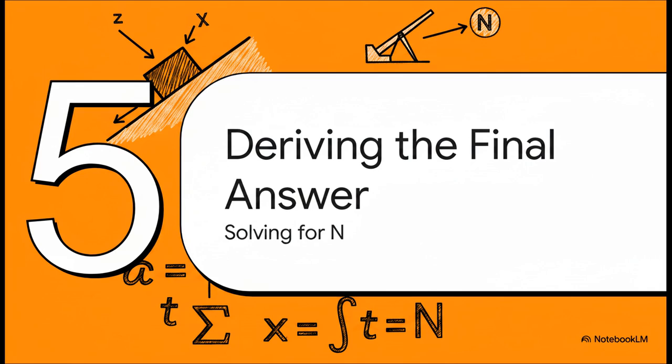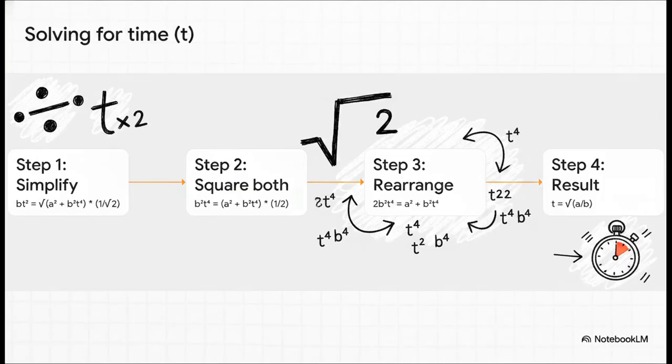We've successfully translated the physics into the language of algebra. The physics part is basically done. Now it's just us versus this equation. Let's solve it and bring this thing home. So let's start cleaning this up. We can divide both sides by 2bt to simplify it a bit.